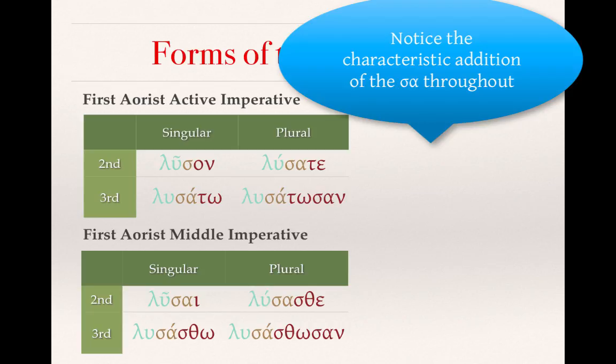Then if we look at the first aorist middle imperative, we see much of the same. Lusai, the second singular form, is the one that is unique. Other than that, the other forms are all related to the second plural lusasthe. So with the third singular lusastho, we've dropped the epsilon and added an omega. And with the third plural lusasthosan, we've dropped that epsilon and added that ending osan.